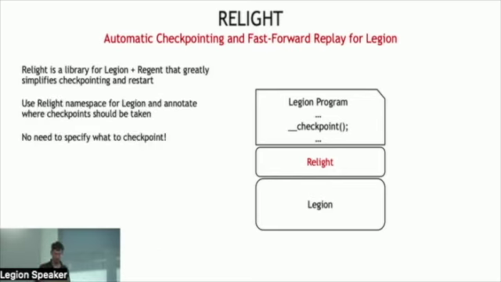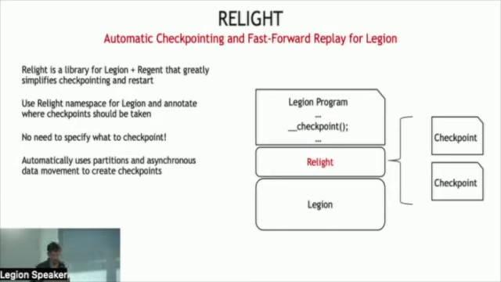So the way that Relight works is effectively, it interposes itself, and then you either say in your Regent program that you're going to use Relight, or in your Legion program you use the Relight namespace instead of the Legion namespace. But then all the interfaces and stuff all remain the same. The only thing you have to do after that is annotate where in your program you would like to take checkpoints. Sort of like add this checkpointing intrinsic into your code. You just stick it in wherever in the sequence of tasks you want to take a checkpoint.